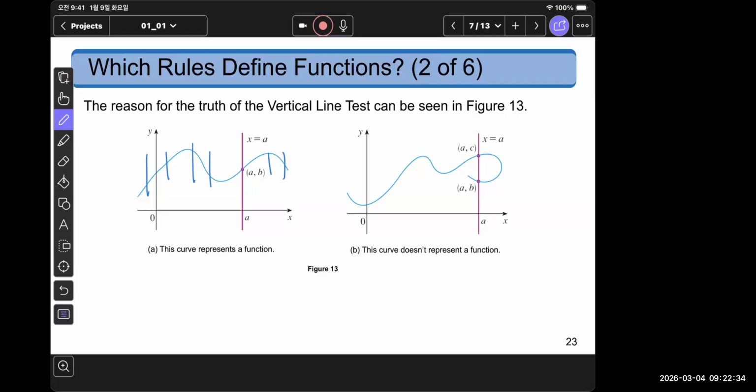But for the curve in B on the right hand side, some vertical lines intersect at a single point. But if I consider this red line, then this red line intersects the curve at 2 points. So if there is any vertical line intersecting the curve at more than 1 point, then the given curve does not represent a function. So this is called the vertical line test.